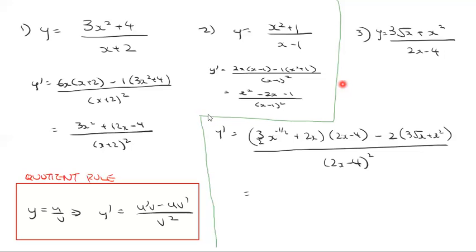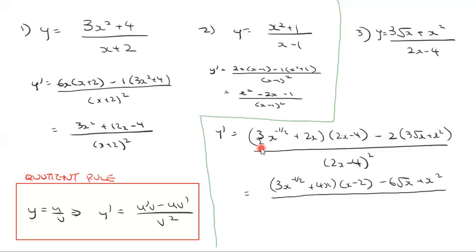What I might do is multiply the 2 in there. What that will simply do is change it to 3x to the negative a half plus 4x, times x minus 2. And then there's not much you can do with the thing on the right hand side. That's minus 6 root x plus x squared, all over 2x minus 4, all squared. And then there's probably not too much point in expanding this out.